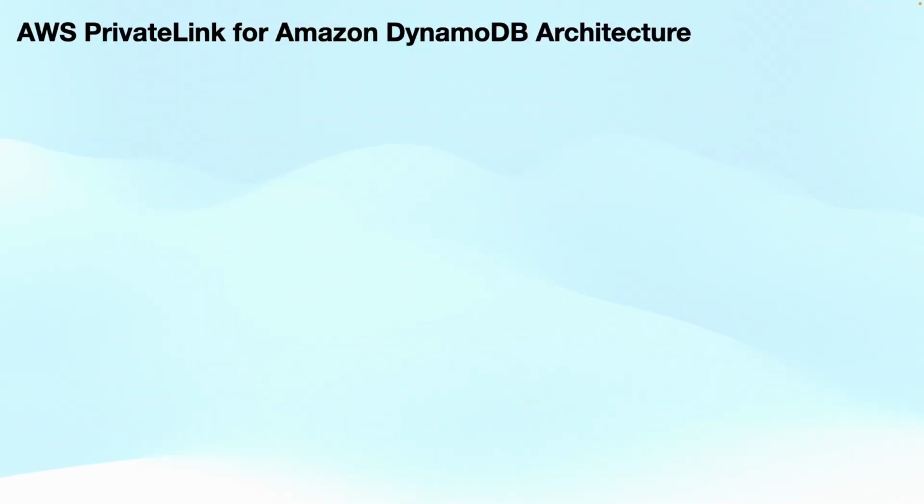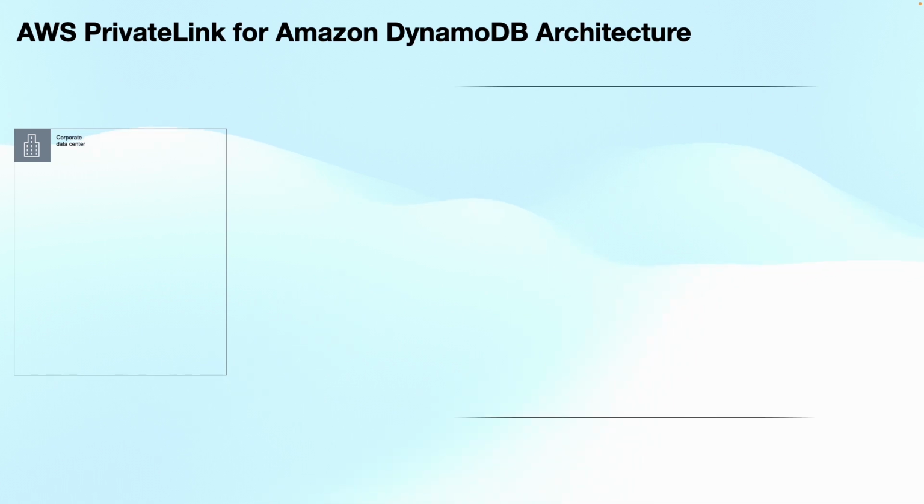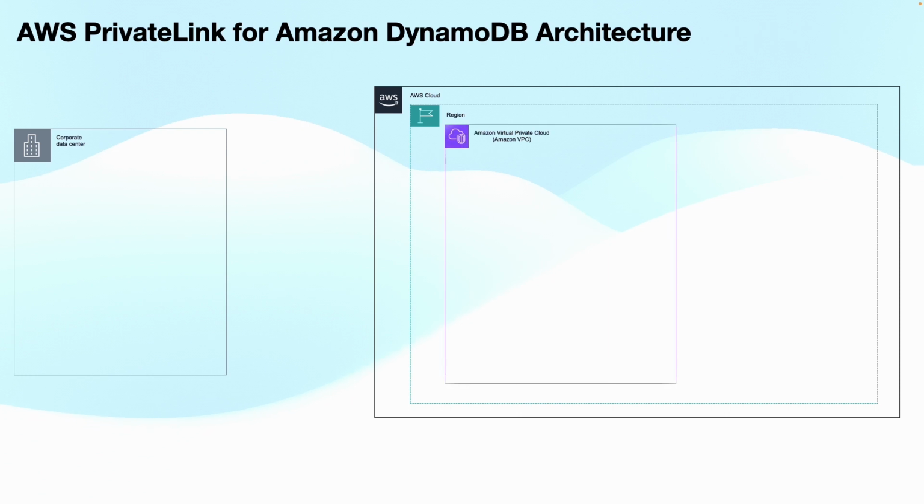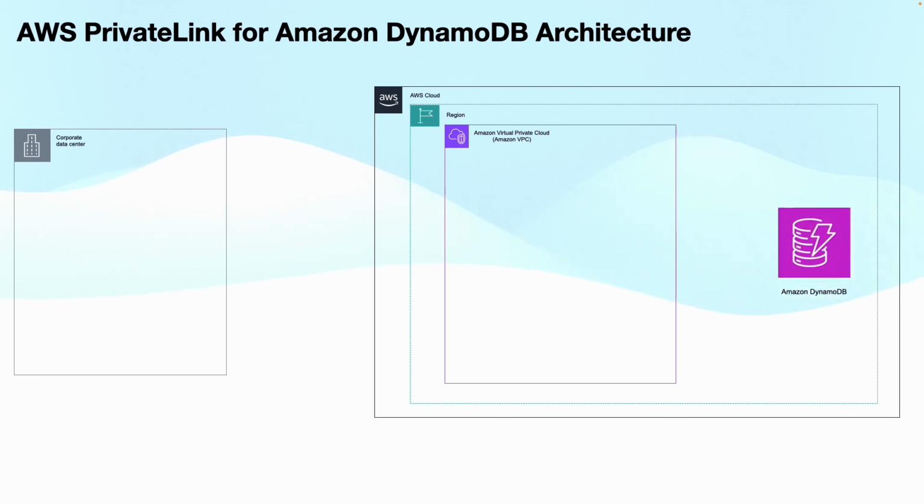Now let's quickly see the architecture that we are going to implement in this demo. So imagine you have your corporate data centers on your left and AWS Cloud on your right. And we have an AWS Region and an AWS Virtual Private Cloud, that is VPC. I have already set up an Amazon DynamoDB table for this demo. And I have also created an EC2 instance in a private subnet without any public IP address.